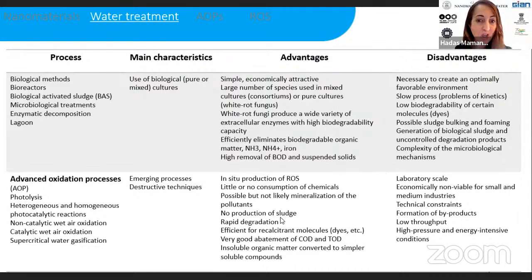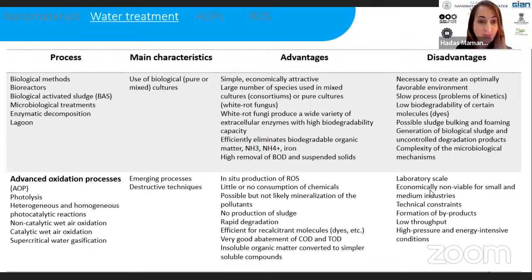An advantage is no production of sludge, compared to sorption where we have production of sludge. Rapid degradation, it's very efficient for recalcitrant molecules such as dyes, for example. And it's good in removing the COD and the TOD, and it can convert insoluble organic matter into simpler soluble compounds. However, it does have disadvantages.